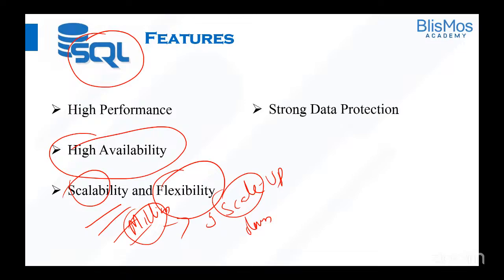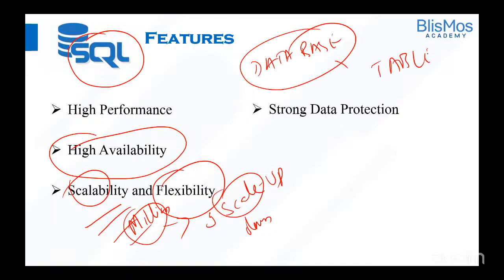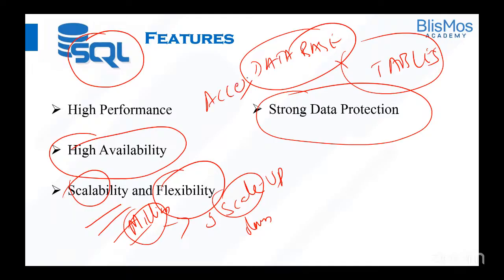And also strong data protection. It means everybody in the company need not access everything with respect to the data, right? For example, you have a database, and within the database you have multiple tables. All the tables need not be given access to everyone. So that is where data protection comes into the picture, where you provide access only to those who require it.